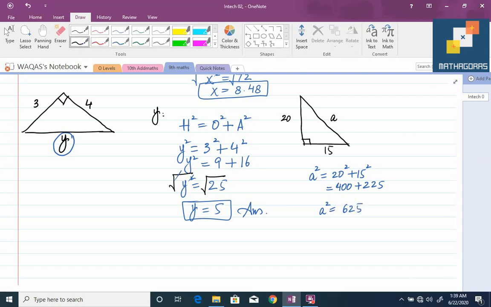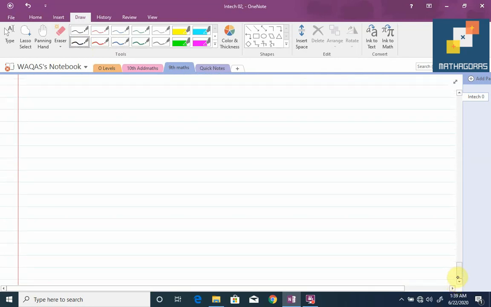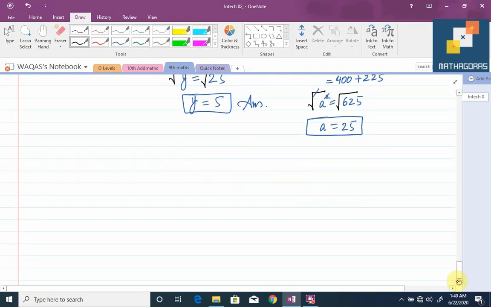Again, you need to apply root on both sides. Root and square cancel each other. So a is equal to root of 625 is 25, and that is your answer. Right? Another example. Now, before you see the solution of this example, you need to solve it by yourself, and it must be correct.